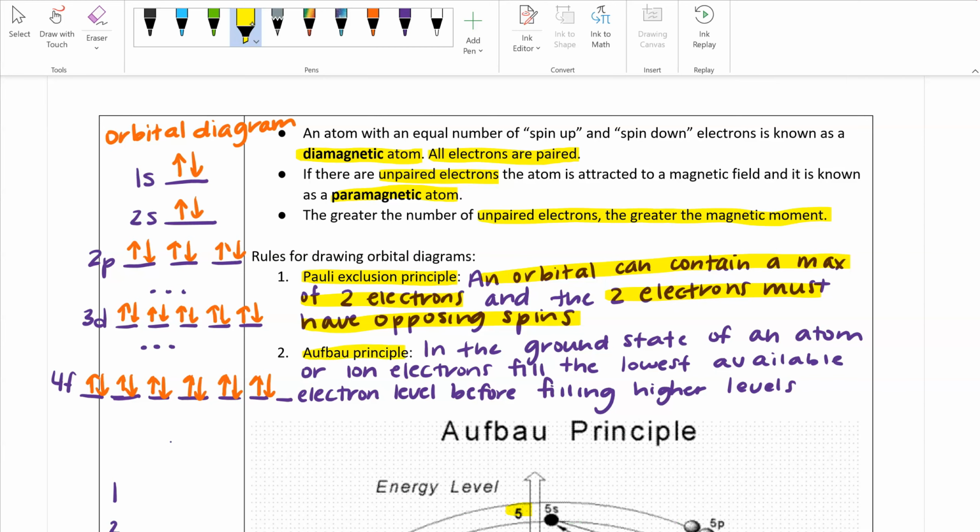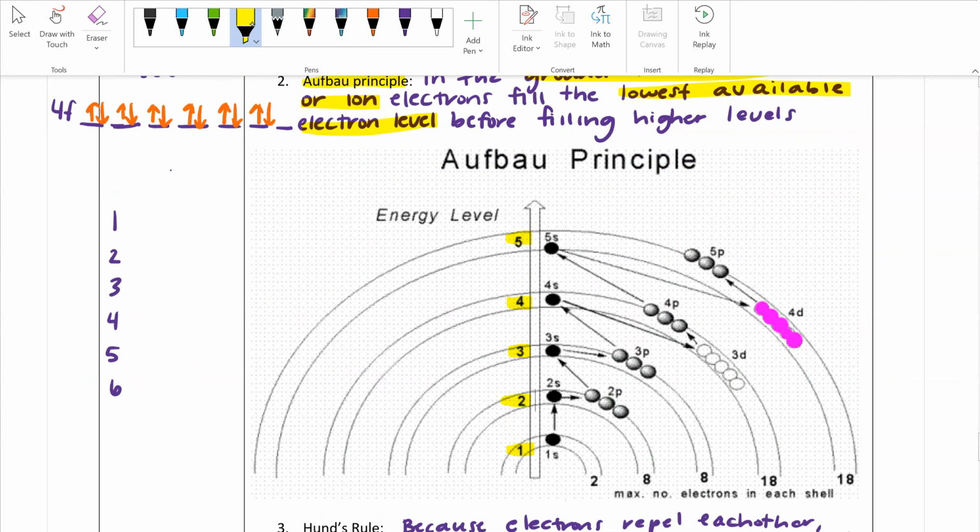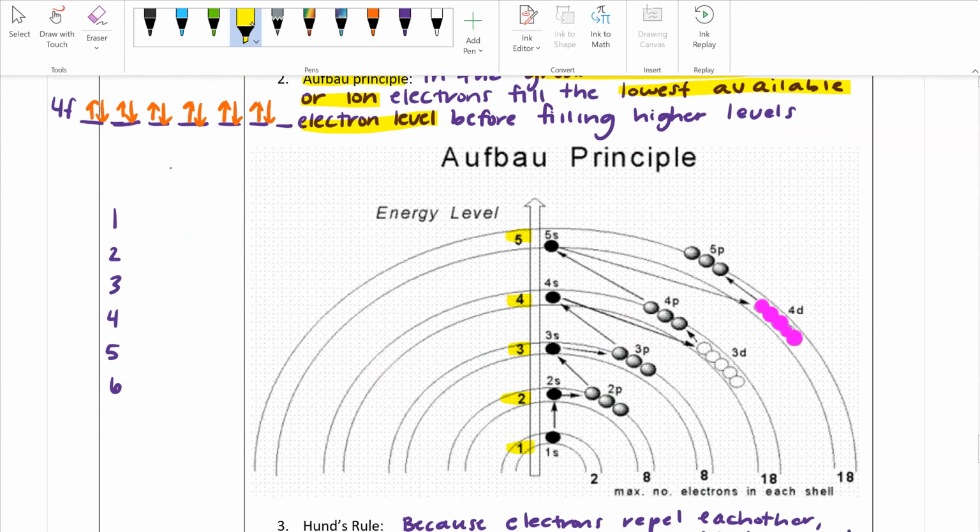So in the ground state of an atom or ion, our electrons are going to fill the lowest available electron level before filling higher levels. The lowest available electron level is not always obvious because not all of the subshells have the same amount of energy. So an s and a p shell are not energetically equivalent. So the way to remember them is this little drawing that I'm going to do over here on the margin.